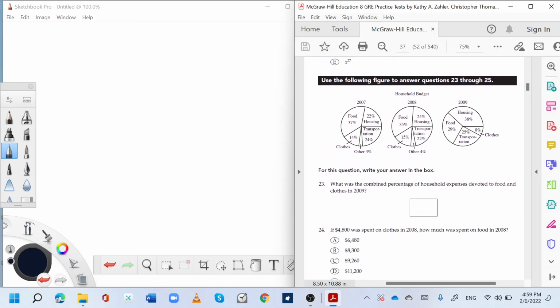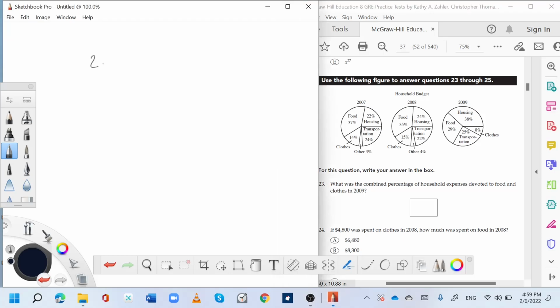What was the combined percentage of household expenses devoted to food and clothes in 2015? So we got 23. Food and clothes in 2009. Food, 29%. Clothes, 8%. 37%. Pretty simple. Okay, 37%.